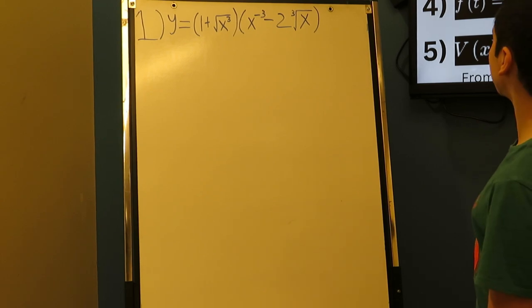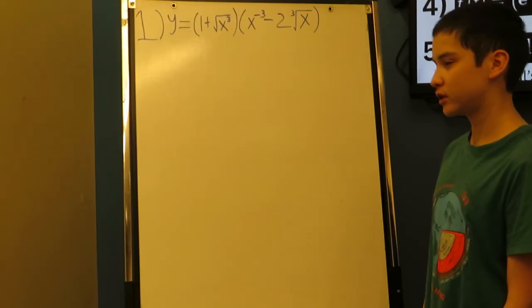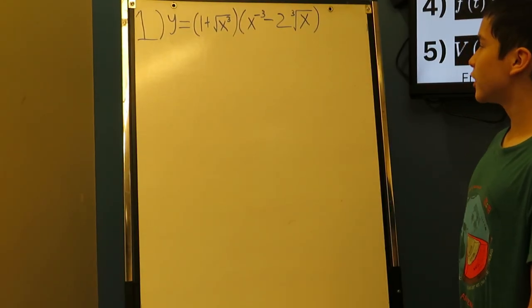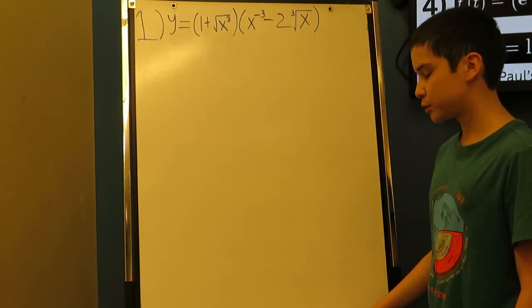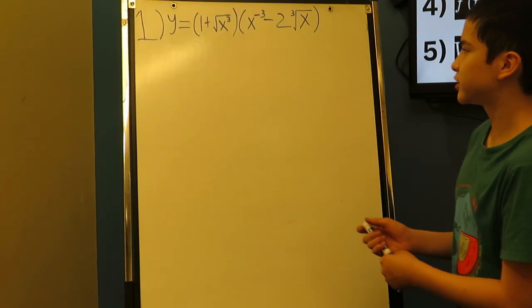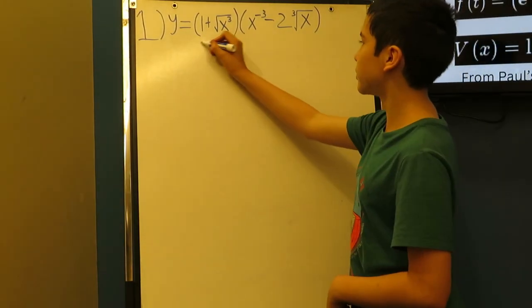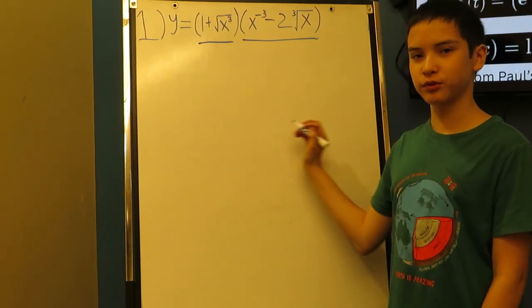Okay, let's have a look at the first question. We are given y equals 1 plus the square root of x cubed times x to the negative 3rd minus 2 times the cube root of x, and we're asked to find the derivative. So let's break this down. We're given the product of two functions, which immediately indicates that we need the product rule.